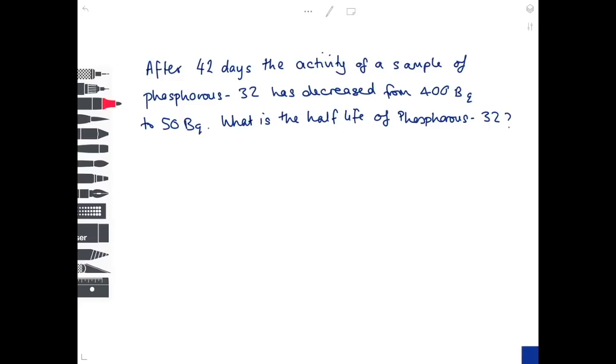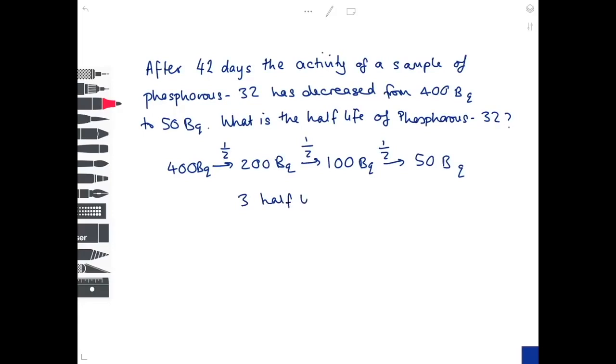So we've gone from having an activity of 400 becquerels to 50, so we need to work out how many half-lives took place. So there's the first one, which would have taken us down to 200 becquerels. The second one would have taken us down to 100 becquerels. And then the third one would have taken us to 50 becquerels. So we can see here that 3 half-lives have taken place.